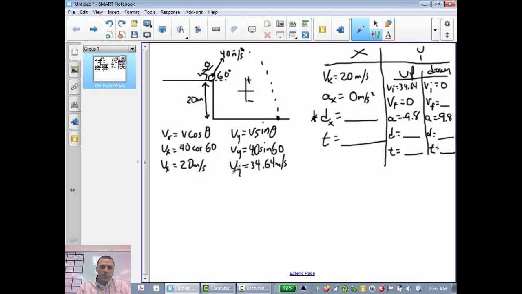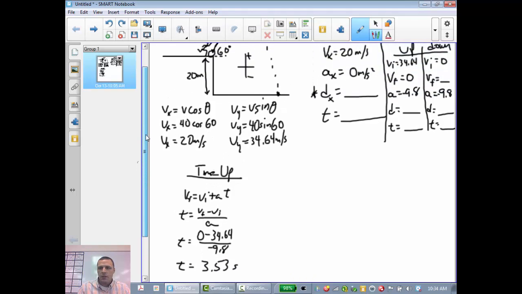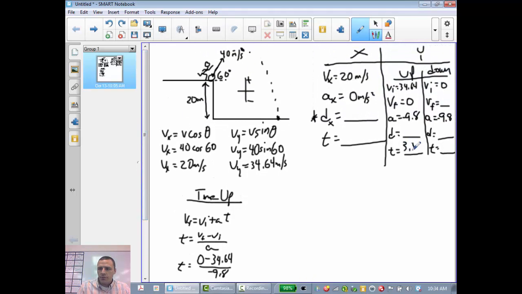So over here, we're going to start by finding the time. The time is the key to these problems, so I'm going to find the time up first. If I use the equation Vf equals Vi plus A times T, T equals Vf minus Vi divided by A, time equals 0 minus 34.64 divided by negative 9.8. If you do that calculation out, you end up getting 3.53 seconds. Plug that in here, 3.53 seconds.